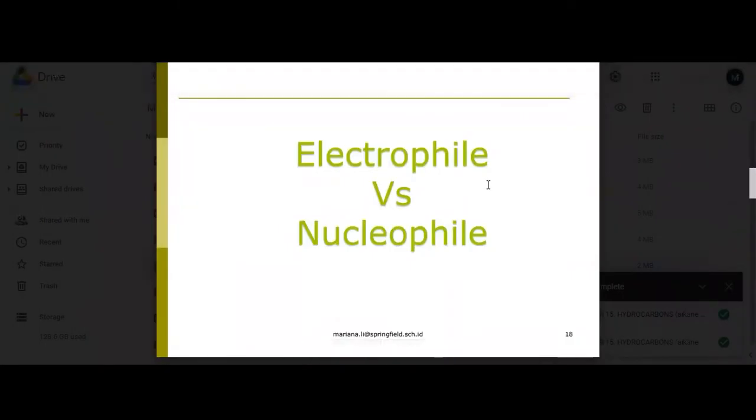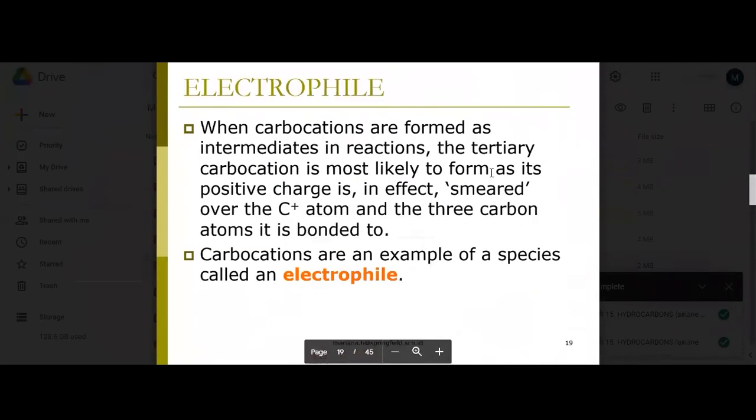Okay, this is the third topic that we are going to cover in this video. This is about electrophiles and nucleophiles. Let's see what this is. When carbocations form as intermediates in reactions, the tertiary is the most stable one, because of three R groups bonded to it. You can see that a carbocation is an example of a species called an electrophile.